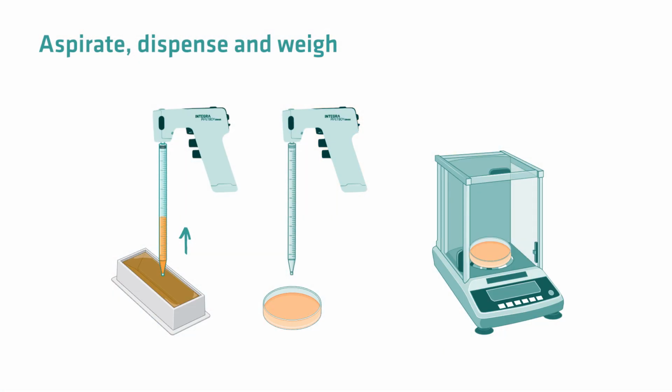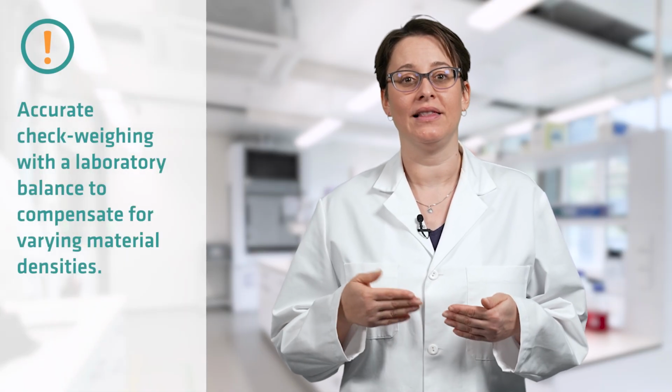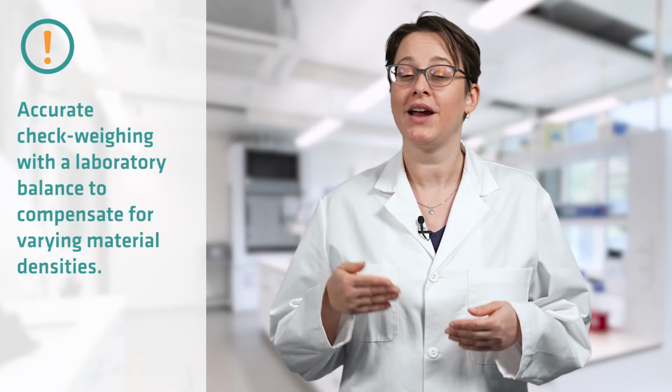To see the difference in mass, simply aspirate, dispense, and weigh a small volume of water and then the same volume of a liquid with a different density. It may be necessary to aspirate more or less liquid to compensate for differences in density. The volume dispensed can be check-weighed using a laboratory balance to ensure accuracy.